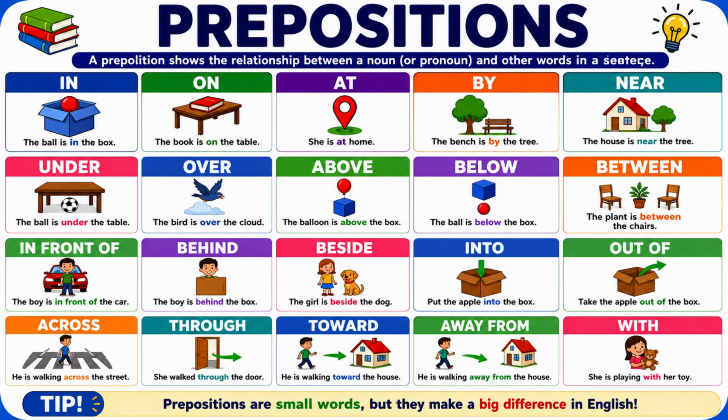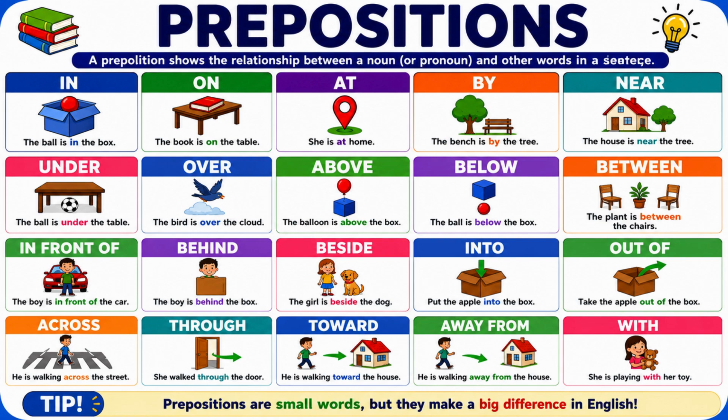13. Beside. Beside means next to someone or something. Example: the girl is beside the dog. 14. Into. Into shows movement from outside to inside. Example: put the apple into the box. 15. Out of. Out of shows movement from inside to outside. Example: take the apple out of the box.